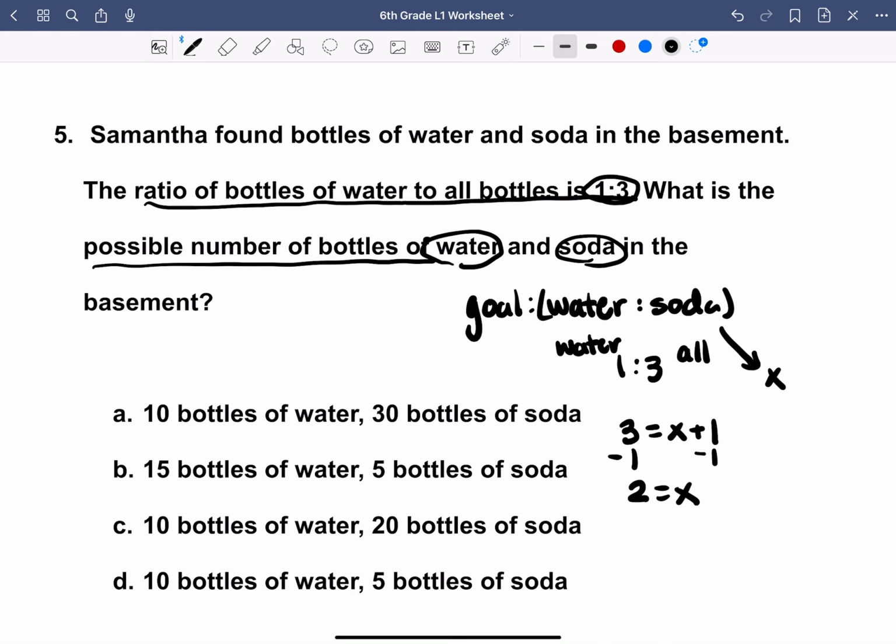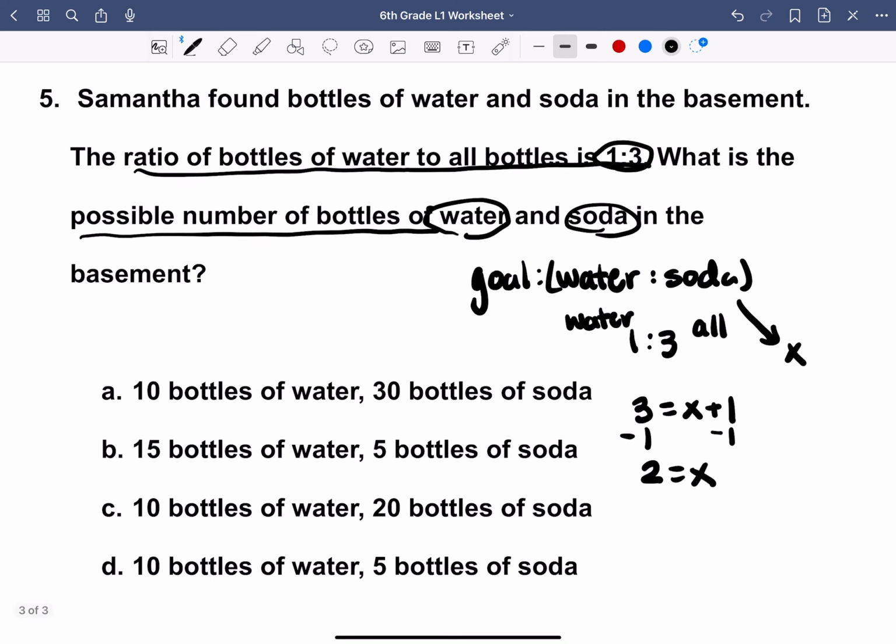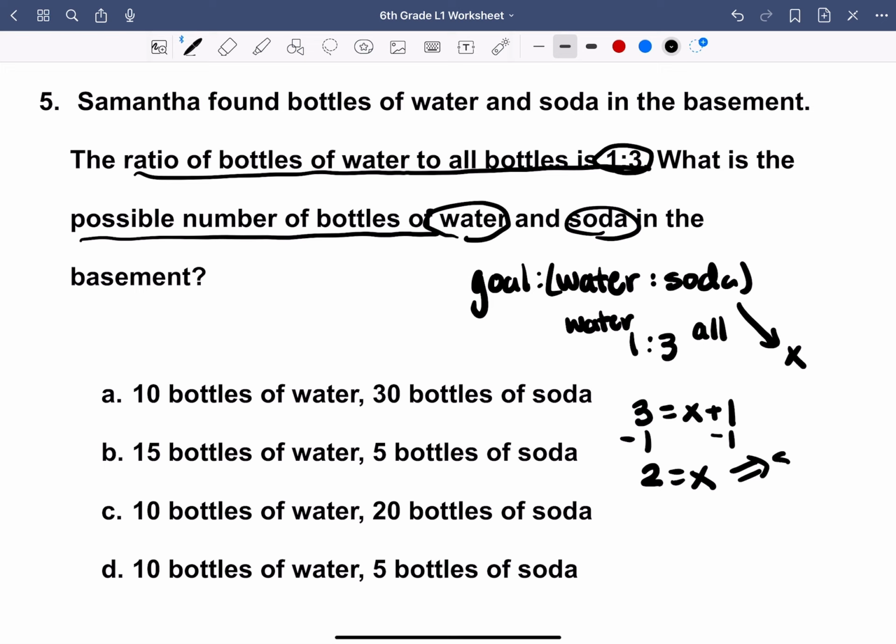Now, this is definitely the longer way, but it's for the sake of learning and practice. So since we have that, now we can just put this back to soda, and we have our ratio of water to soda, which is 1 to 2.